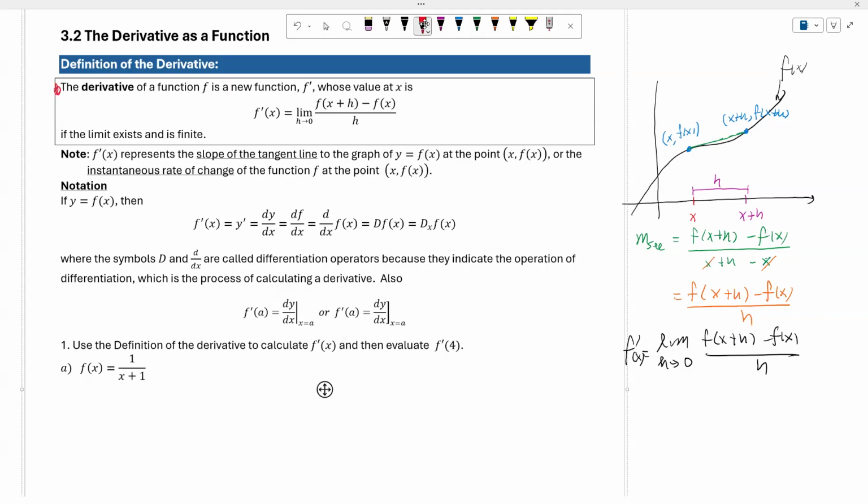The derivative of a function is a new function f prime, whose value at x is f prime of x equal to the limit as h goes to 0 of f of x plus h minus f of x divided by h, if the limit exists and is finite.